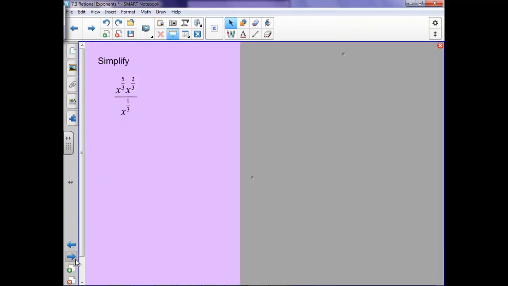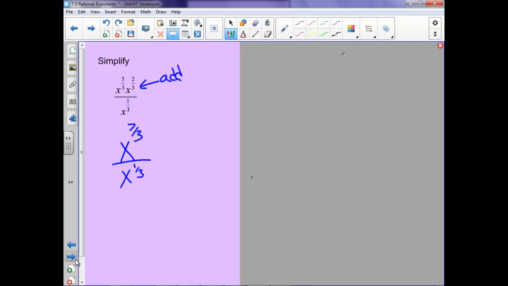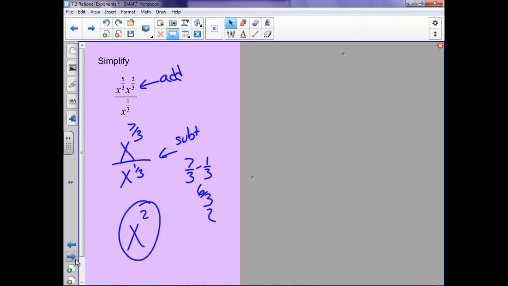Same thing here. Our bases are getting multiplied, so we will add our exponents. So we'll have x to the 7/3 over x to the 1/3. And now remember, when we divide, we want to subtract our exponents. So we'll have 7/3 minus 1/3 is 6/3, which is 2, x squared.